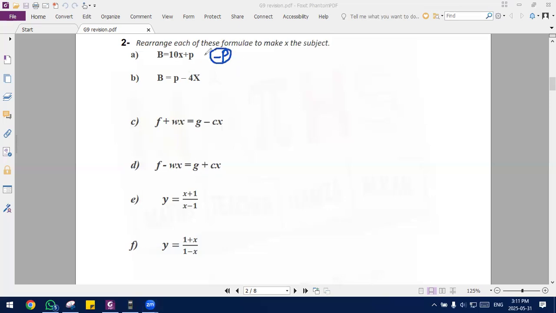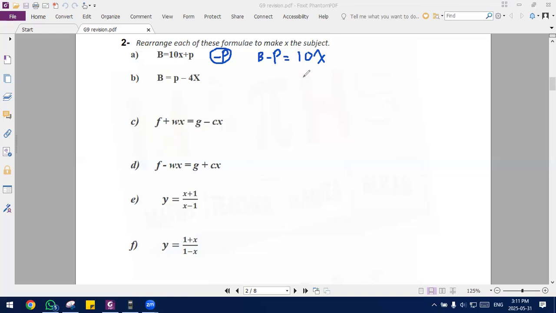Do I do it on only the right side or only the left side or both? Both of them, because it's equal. So now I have b minus p is equal to 10x. Look what happened. This p is removed because we did the opposite.